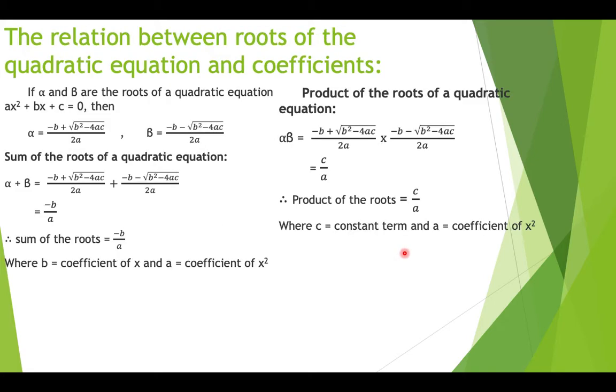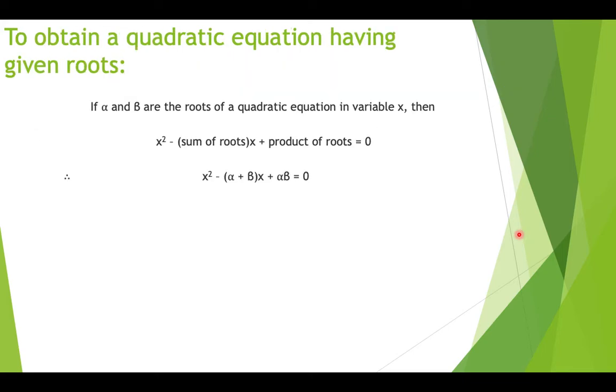Now let us go for the relation between the roots of the quadratic equation and the coefficients. If a quadratic equation has roots alpha and beta, that is alpha is equal to minus b plus root of b square minus 4ac upon 2a, and beta is equal to minus b minus root of b square minus 4ac upon 2a, then the sum of the roots, alpha plus beta, is equal to minus b by a, where b is the coefficient of x and a is the coefficient of x square. Similarly, the product of the roots is c by a, where c is the constant term and a is the coefficient of x square.